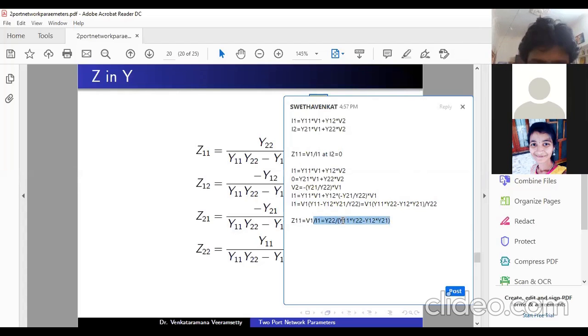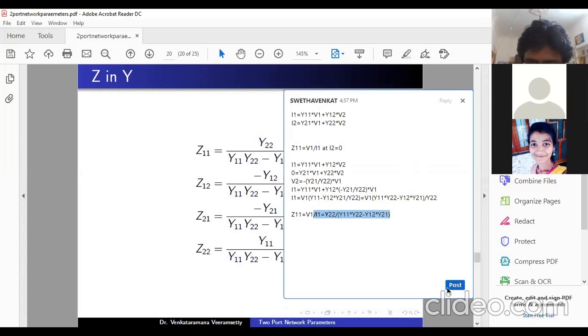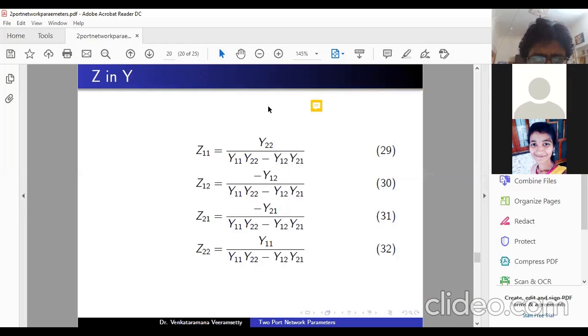Yes, sir. Right. So the same is available here for you. See, Z11 equal to Y22 divided by Y11 into Y22 minus Y12 into Y21, right? We get this expression. Okay, Nama? Do you understand how we get this equation? The same procedure we can use for all.